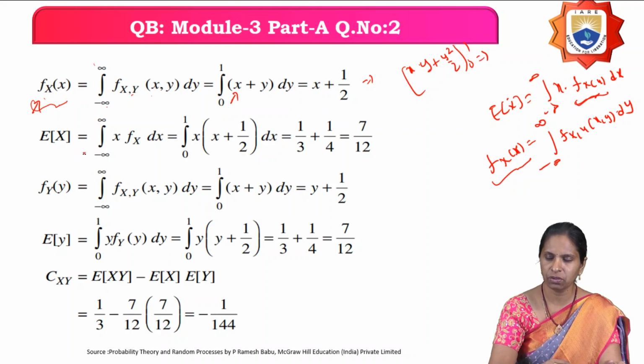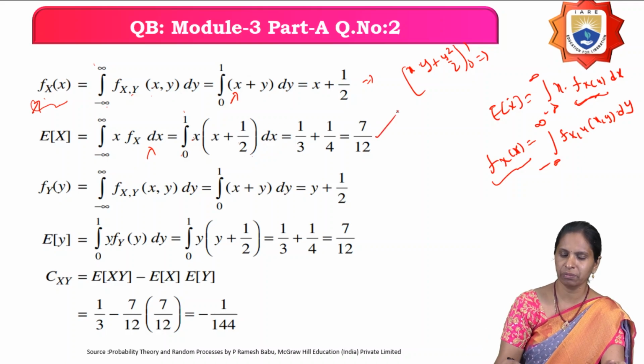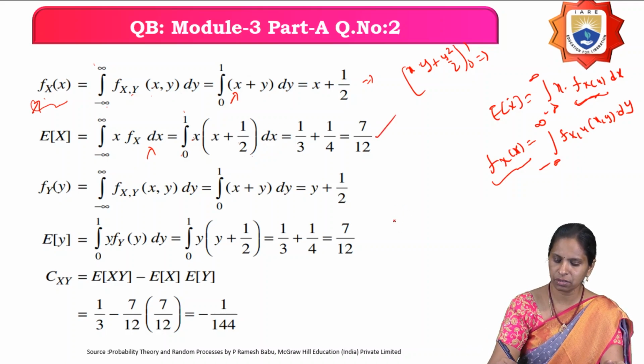Then what is the expectation of x formula? Integration from minus infinity to infinity of x into f_x(x) into dx. The limits are for the integration with respect to x. Therefore, what are the limits of x here? 0 to 1. So x into, and what is f_x(x) here? x plus 1 by 2 into dx. So you will get the answer 7 by 12. This is one way. You can calculate like this also.